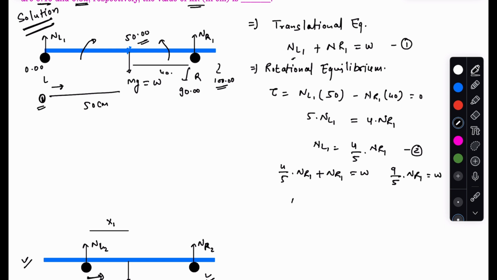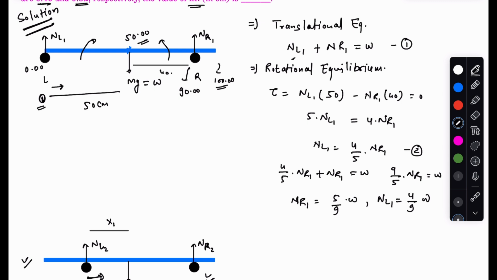So here in this scenario we have nr1 equal to 5 by 9 w, and from there if we calculate nl1, it will become 5 by 9 times 4 by 5. Sorry, that was my mistake, it is 5 by 9. And if we multiply by 4 by 5, then it will become 4 by 9 w. Okay, so these are the normals.